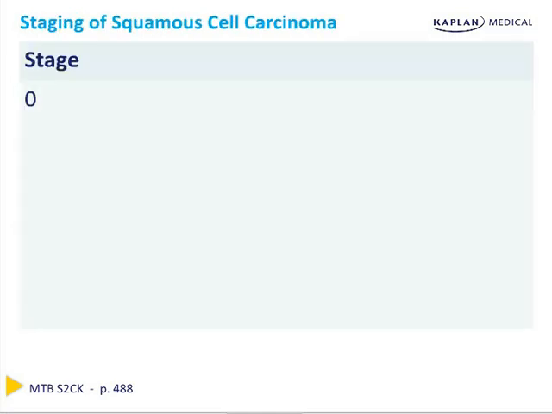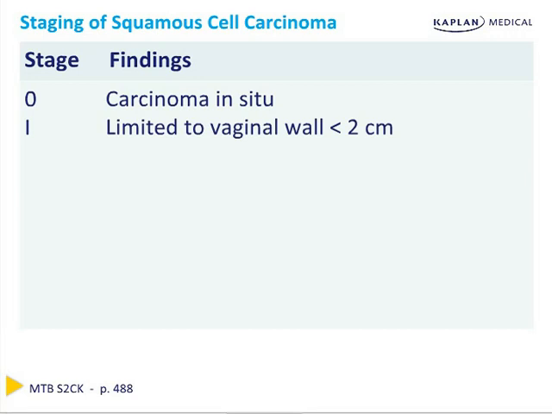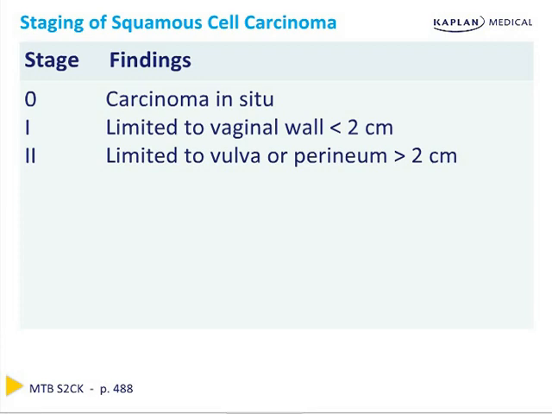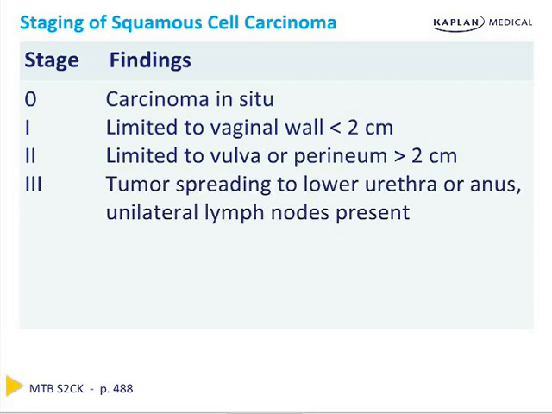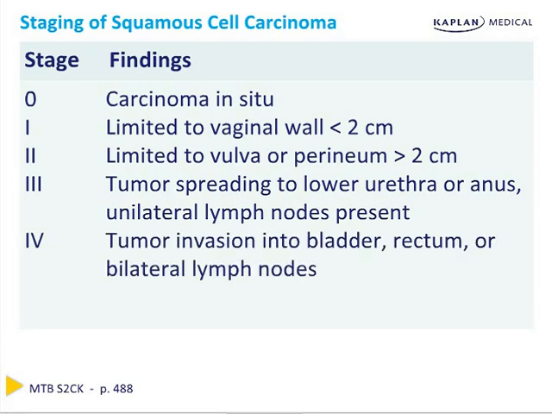After a biopsy confirms the diagnosis, staging is done surgically. Stage 0 is carcinoma in situ. Stage 1, limited to the vulva and less than 2 centimeters. Stage 2, limited to the vulva or perineum and greater than 2 centimeters, with the key being that lesions greater than 2 centimeters have a higher chance of nodal metastasis. Stage 3 is spread to the urethra or anus with unilateral lymph nodes. Stage 4 is invasion into the bladder, rectum, or bilateral lymph nodes. Whereas 4B involves distant metastasis.